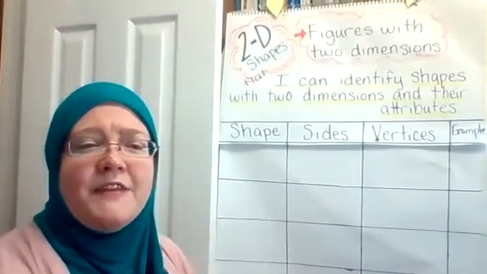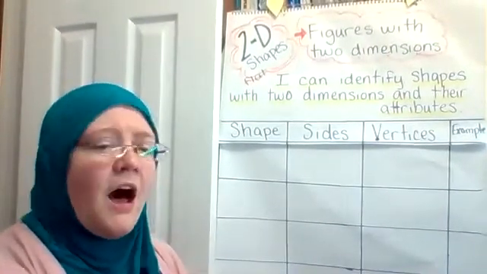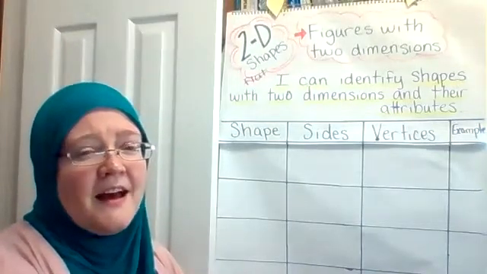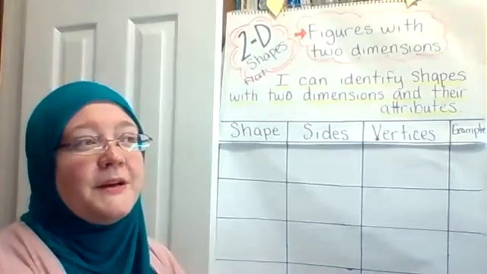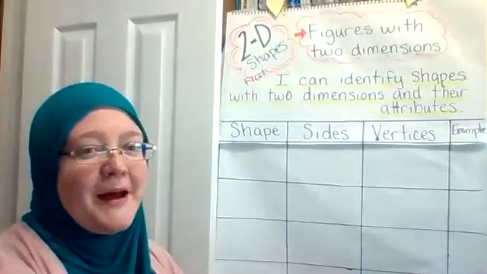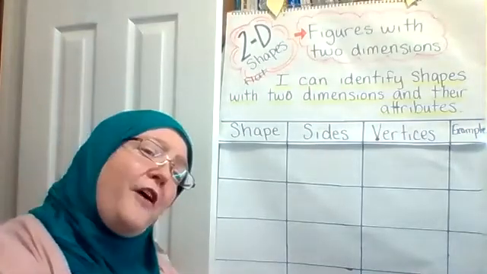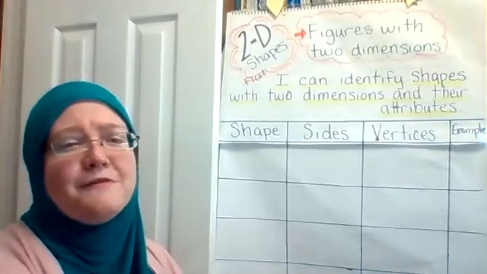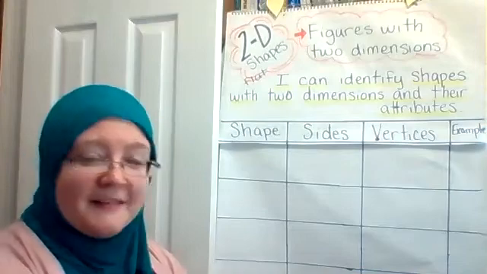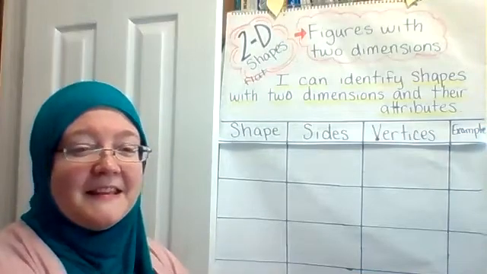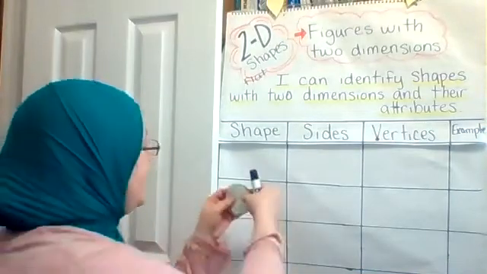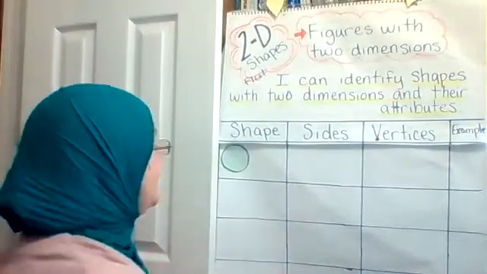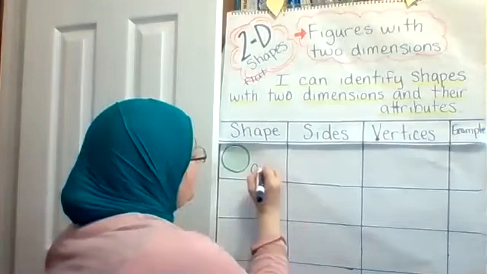So I'm thinking of a shape. I have a smooth body. I love to roll around, but I fall flat because I have no back. I am a flat shape. What am I? Did you guess it? Did you guess the circle? Circle.